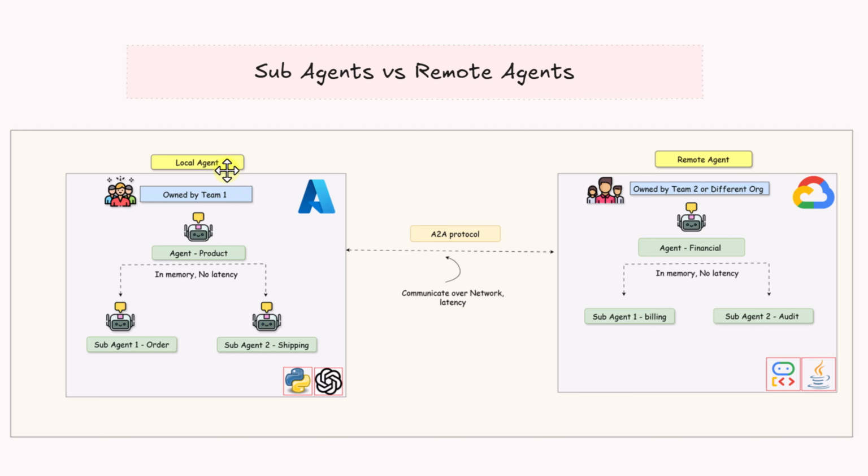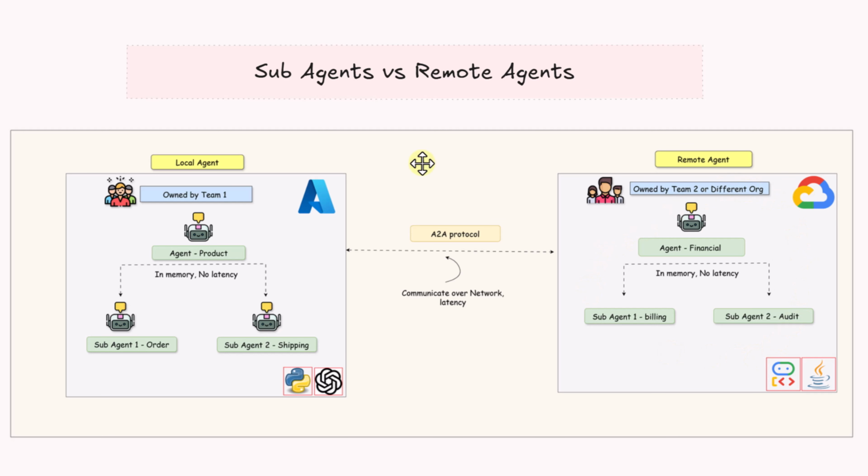And when this local agent has to communicate with a remote agent, it cannot just access this particular agent like it's accessing the sub-agent. It has to communicate with this particular agent over the network, which is going to be enabled by the A2A protocol. So the only difference would be how we are going to host this particular agent. If we are hosting this particular agent over the network, then with respect to this local agent, this agent is going to be called a remote agent.